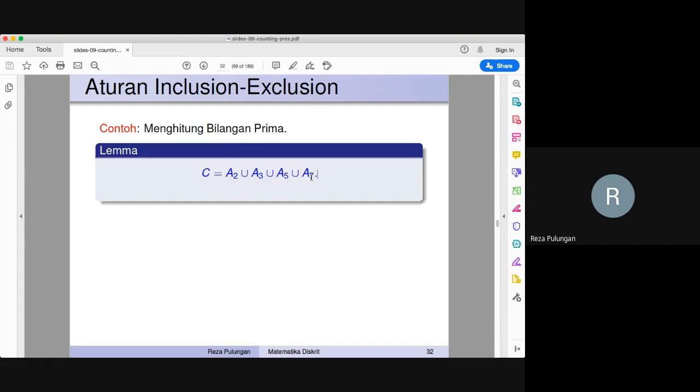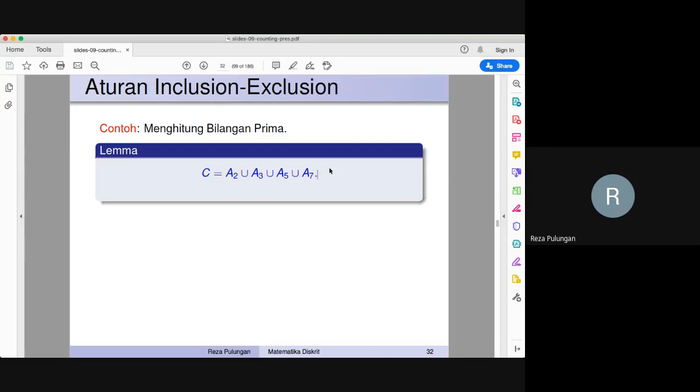But why don't we need 11? Well, 2, 3, 5, 7 are prime numbers, and the next one is 11. Why don't we need 11? We don't need 11 because 11 is larger. If you multiply 11 by some number that is at least 11, then it is no longer less than or equal to 100. It's already larger. So we don't need that.